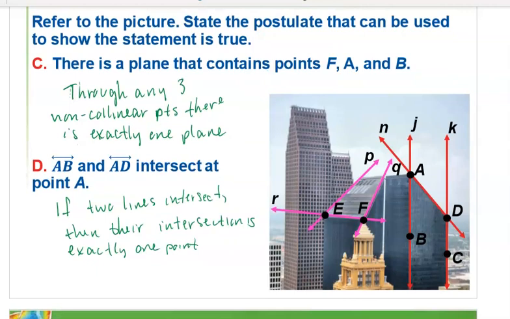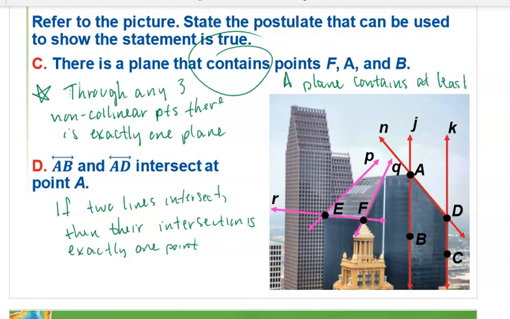Okay, next one, there's a plane that contains F, A, and B. Now there's 2 that could fit this. This one is the better one because we're talking about containing. So the one that uses the word containing is through. Okay, I'm going to correct myself on this one. This one could be confused with the other one, which says a plane contains at least 3 non-collinear points.